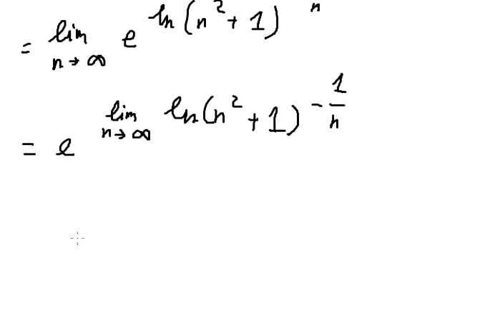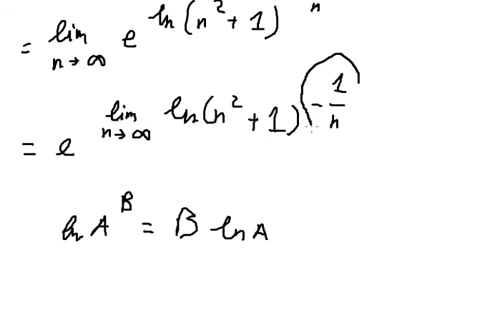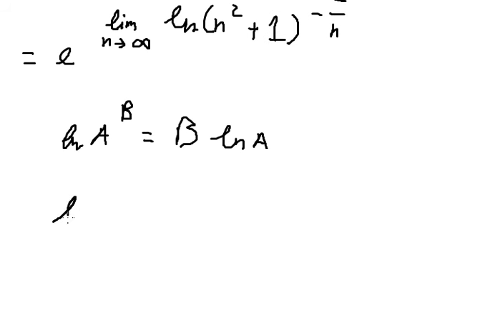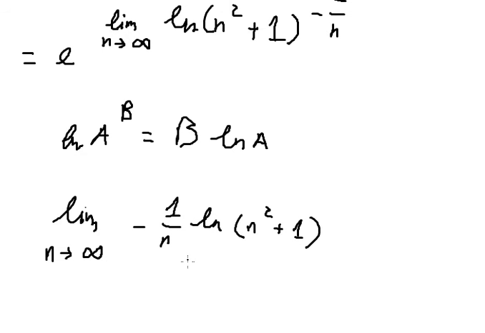And now we have the formula ln of a to the power of b equals b ln a. So we put this one in here. So we get only this limit as n approaches positive infinity of negative 1 over n ln of n squared plus 1. So this one we can simplify like this.